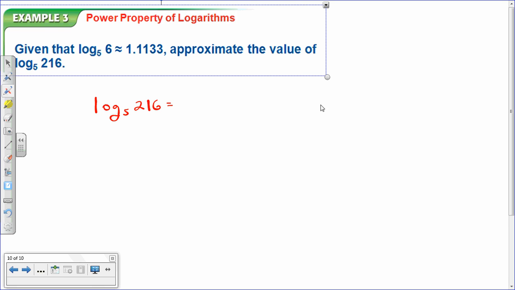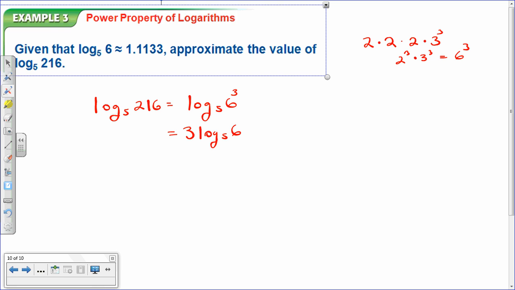Okay, first thing we want to do is break that 216 apart. And so when we're doing that, 216 is 2 times 108, which is 2 times 54, which is 2 times 27, which is 3 to the third power. So really what we have is 2 to the third, 3 to the third, which is the same as saying 6 to the third. So I'm going to treat this like log base 5 of 6 to the third power, which is going to be 3 times log base 5 of 6. Log base 5 of 6 is given to us, so that's 3 times 1.1133, which is going to be 3.3399.